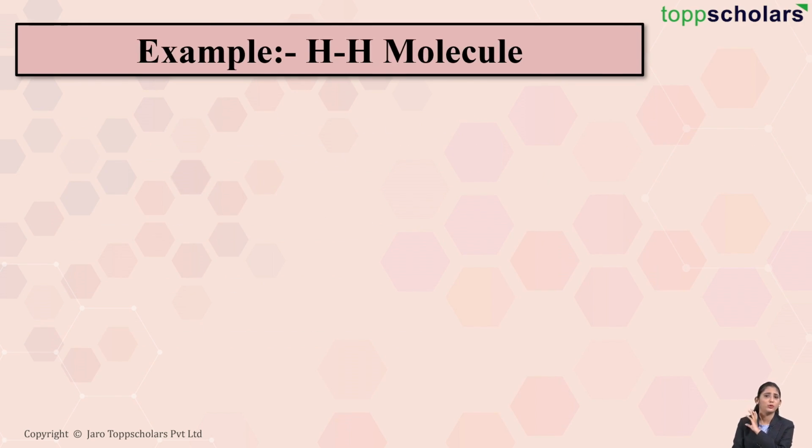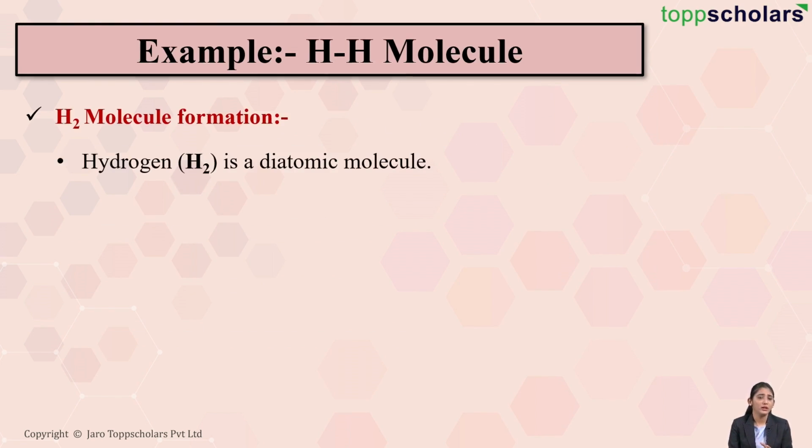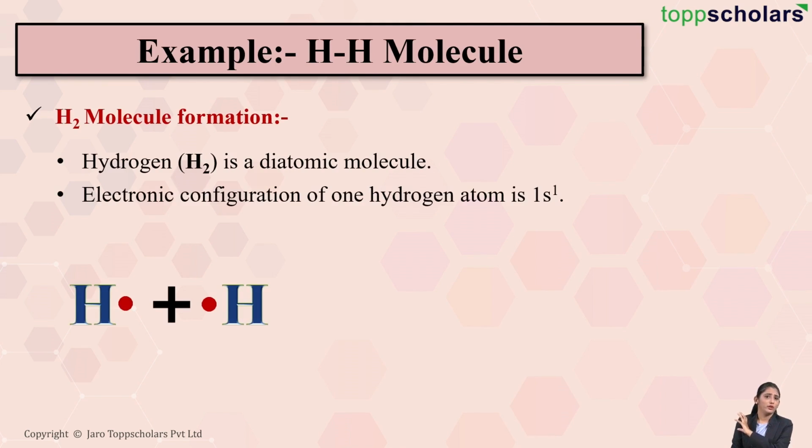Let's take an example of hydrogen molecule. So hydrogen molecule contains two atoms of hydrogen, and so we say that it is a diatomic molecule. Now, if we talk about the electronic configuration of hydrogen atom, it is 1s1, which means that one hydrogen atom has one valence electron. So in hydrogen molecule, we have two atoms of hydrogen, and each of the hydrogen atoms has one valence electron. So now in order to become stable, each of these hydrogen atoms requires one more electron.